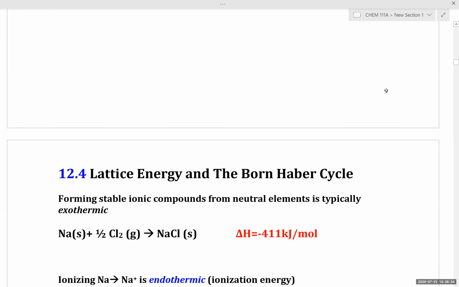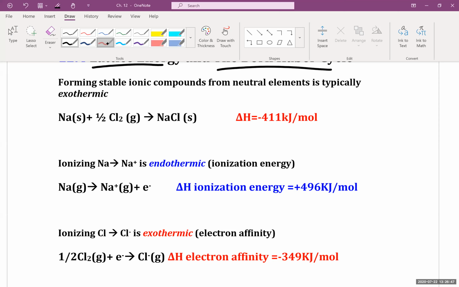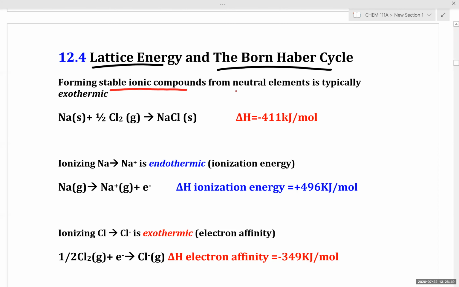Let's talk next about ionic compound formation and discuss this idea of lattice energy and the Born-Haber cycle. First and foremost, forming stable ionic compounds from neutral elements is typically exothermic. It releases energy. If you react sodium and chlorine gas, you're going to see a large amount of energy generated.